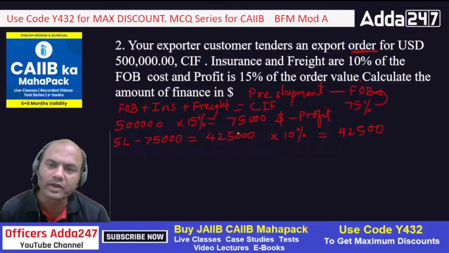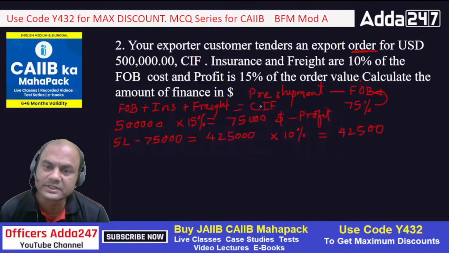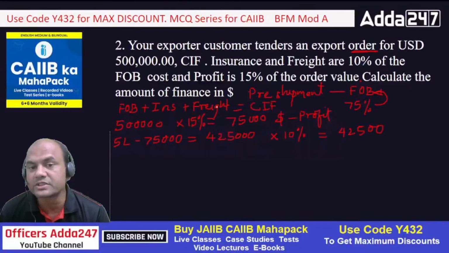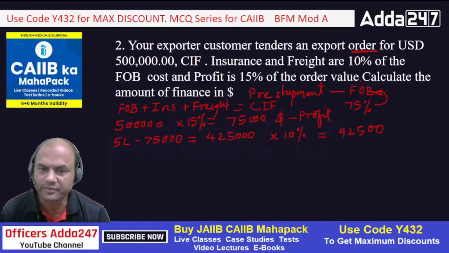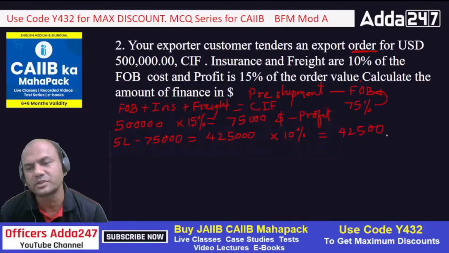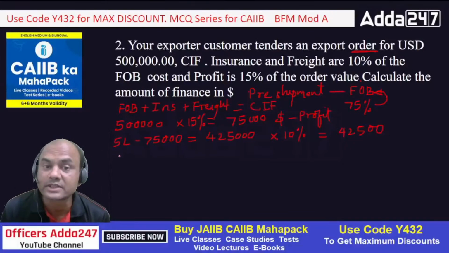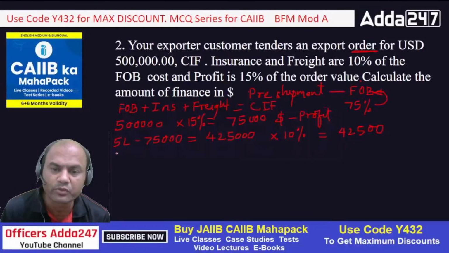But this 425 includes insurance and freight. And we have to finance this person only for manufacturing. So we'll again remove this insurance and freight. That is given as 10%. So 10% of 425,000 comes down to 42,500. So now remove this. So my net manufacturing value becomes what? 42,500.